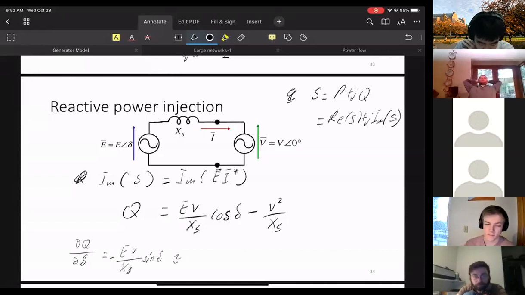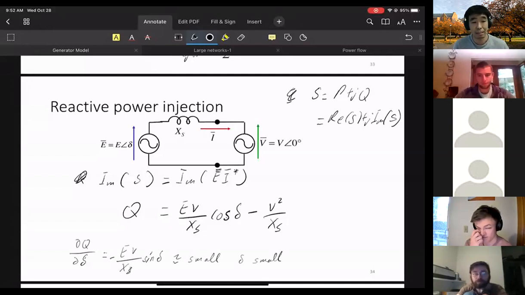And this is roughly small for delta small, right? So delta is not that large. Delta is much smaller than pi over two anyways. So for a reasonable range of delta, the reactive power is not very sensitive to the angle. That's why you often hear that reactive power depends on voltage. It's because the dependence on angle is small, because of the cosine of a small angle. So a small changing angle does not show up in reactive power. It's much more dependent on the voltage because you have voltage square in this equation. Okay, so that's the reactive power equation.